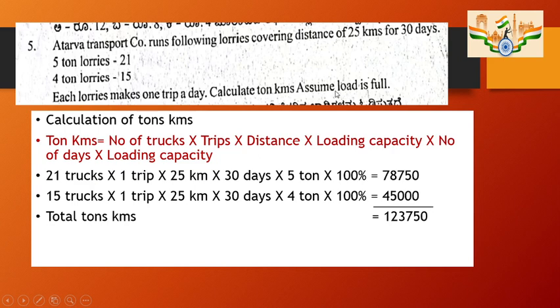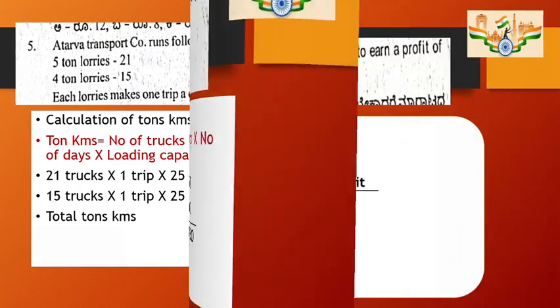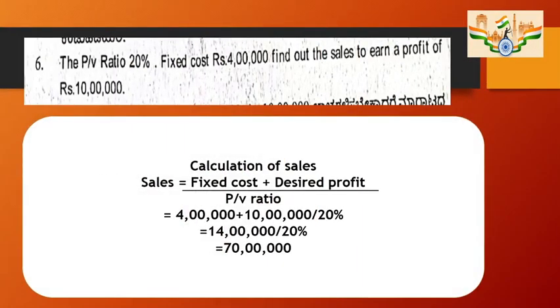If they say that 80% is full, then you have to take 80%. If they give 70% is full, then 70% you have to take over here to calculate the total ton kilometers. So this is the 5th question. Now we will move to 6th question. Very easy. I think the 2018 question paper is very easy.